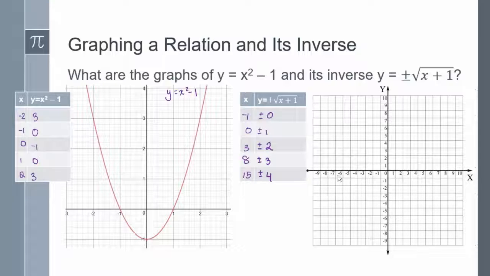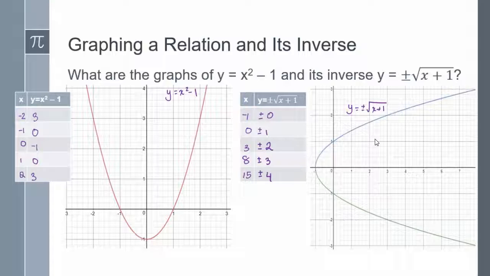In this graph, I don't have the x value for 15, so I'm just going to plot the x values for negative 1, 0, 3, and 8. Connect the points of our graph to get the inverse of the function x squared minus 1, which is y equals plus or minus the square root of x plus 1. Notice that the inverse of the function x squared minus 1 is not really a function because it doesn't pass the vertical line test. And so the inverse of x squared minus 1 is not a function.